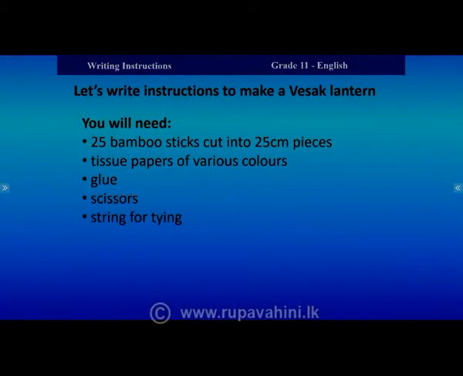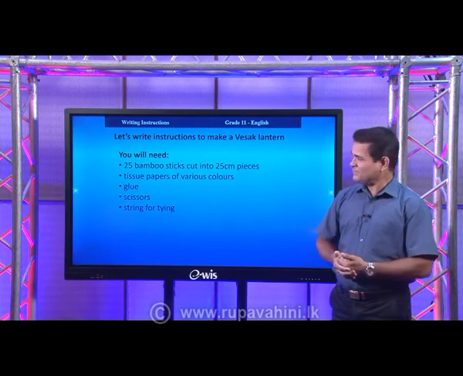And now, you got some idea about writing instructions, and let's write instructions to make a Vesak lantern. Okay, right, based on what you listened to and learned, let's do this activity. Let's write instructions to make a Vesak lantern which you can enjoy in your life. You will need 25 bamboo sticks cut into 25 centimeter pieces. So if you want a bigger one, you can make it longer.